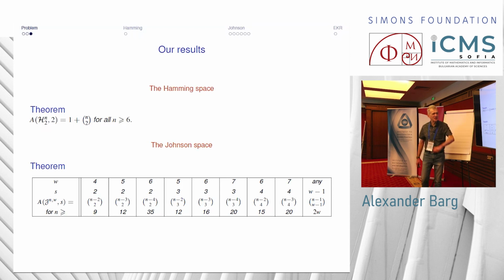And there is one particular case where the weight is any, but then the number of distances is w minus 1. So everything but one missing distance. And there we also know the answer. Well, that's what we can do. And I'll explain how one can prove those results.